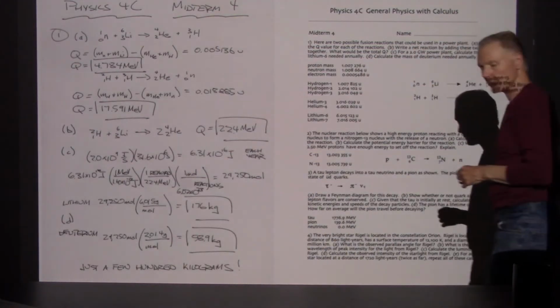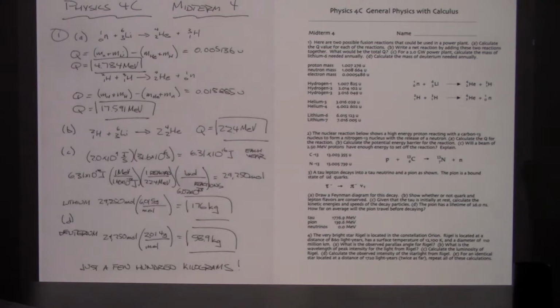The amount of deuterium that we would need, the amount of hydrogen 2, again, we would need the same number of moles. So 29,250 moles. The molar mass of deuterium, 2.014 grams. And that means only 58.9 kilograms of deuterium. So it's just a few hundred kilograms of lithium and deuterium combined, and we could operate a really large nuclear fusion reactor for a year and generate a lot of electricity.